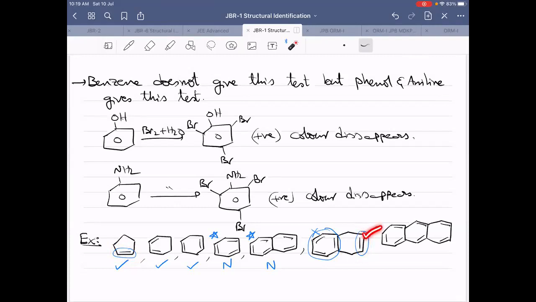So that double bond can give the reaction. Maybe benzene will not give the reaction. And the last one will also give the reaction. This is an exception. The last one is actually anthracene. Do you remember anthracene? In anthracene, the aromatic character of the first and third benzene rings will be retained, whereas the middle ring's aromatic character is lesser, it will lose it, and it will give the reaction with bromine water.